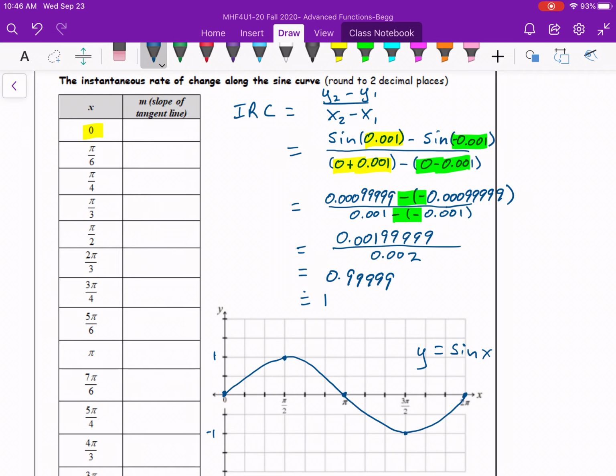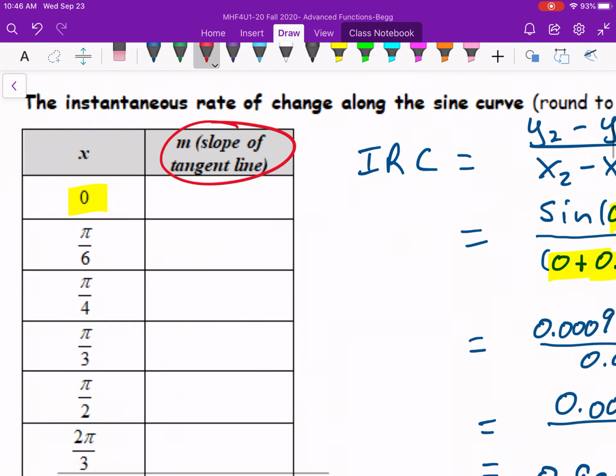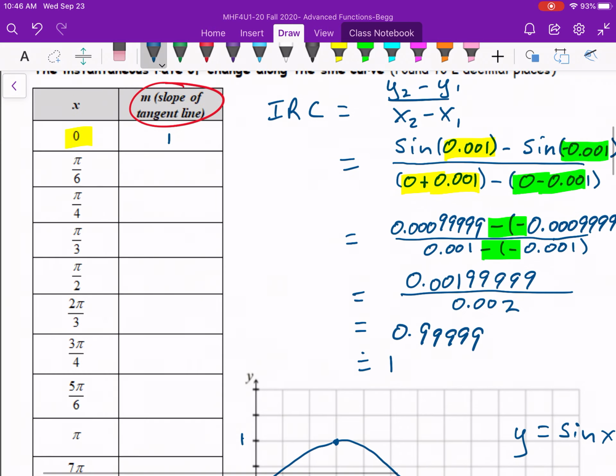Pay attention to what this column heading is. It's not our y value. This is just not our y output. We're looking at the slope when x is 0. So this is not a list of ordered pairs. Anyway, the slope when x equals 0, the slope of the tangent line, which is the instantaneous rate of change, at 0 is 1.